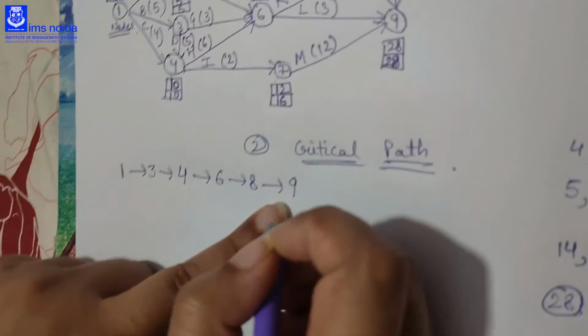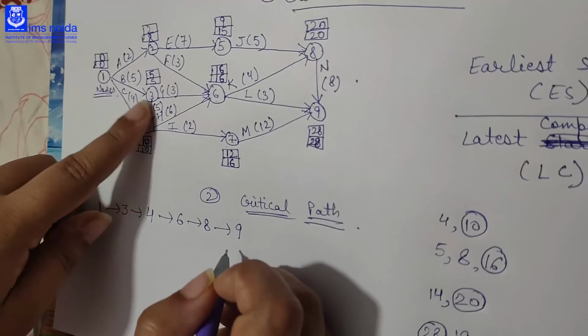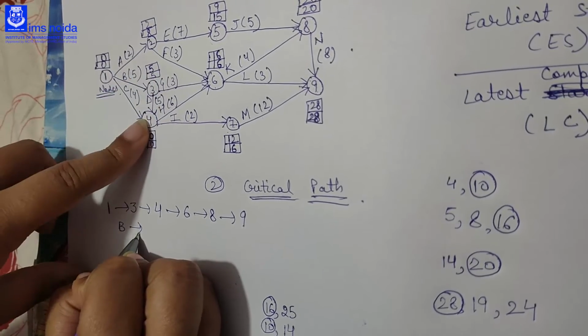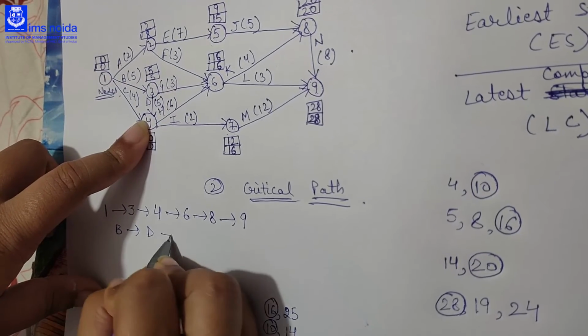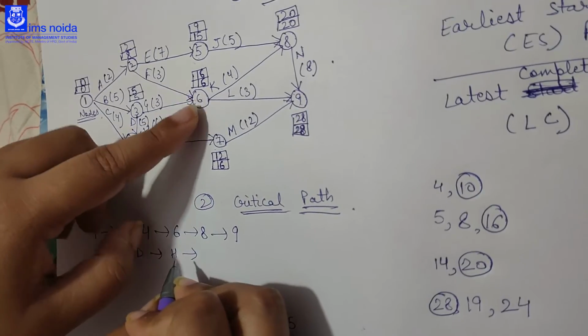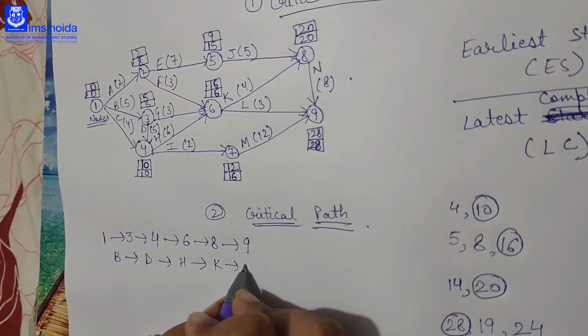Now we will write the activity on every node. From 1 to 3 the activity is B. From 3 to 4 the activity is D. From 4 to 6 the activity is H. From 6 to 8 the activity is K, and from 8 to 9 the activity is N.